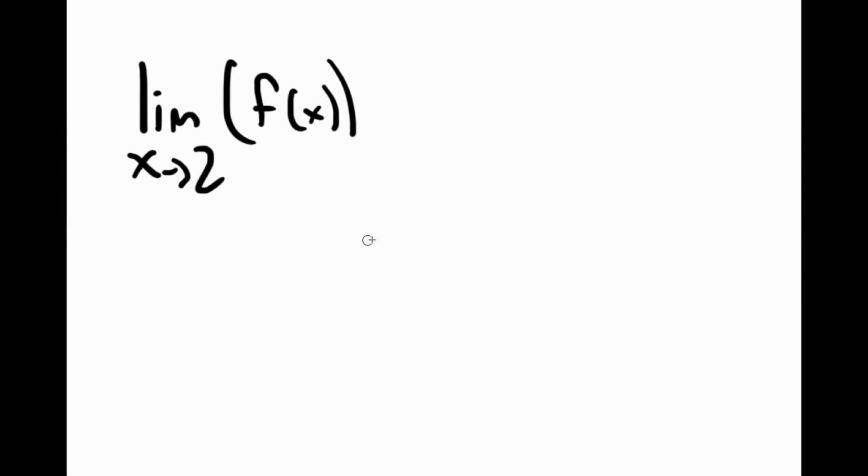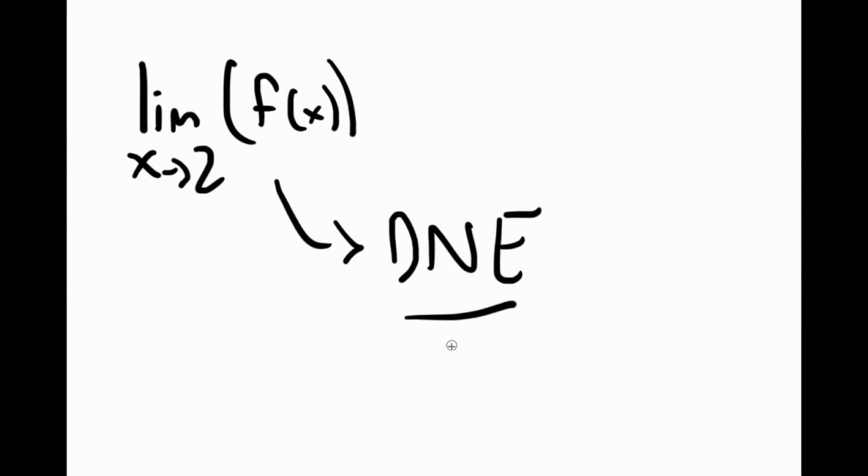There are some functions where it's not continuous all the way through, so we need to find the limit of either the left side or right side, which basically means that most likely the limit as x approaches 2 of this function that's not continuous all the way through is just going to be, does not exist.